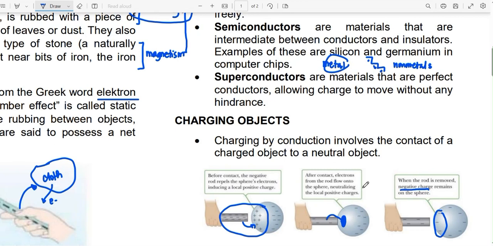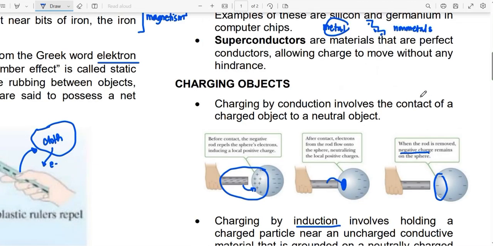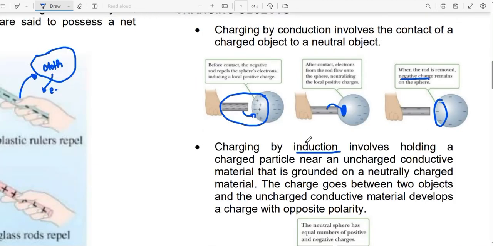Okay, so that is charging by conduction. And then by induction. In conduction there is contact; in induction there is none. Charging by induction involves holding a charged particle near an uncharged conductive material that is grounded. The charge goes between the two objects and the uncharged conductive material develops a charge with opposite polarity.